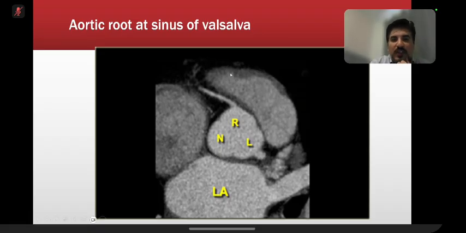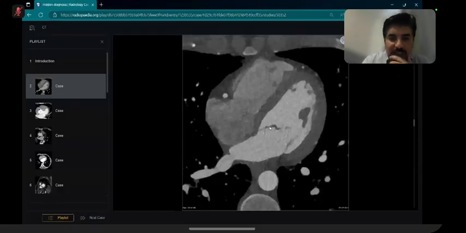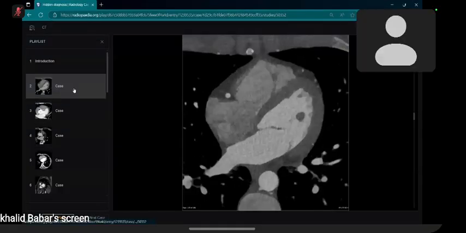Now we'll move towards a case. Let me share my screen again. So candidate one, can you see the screen? Yes, sir, I can see the screen. Okay.